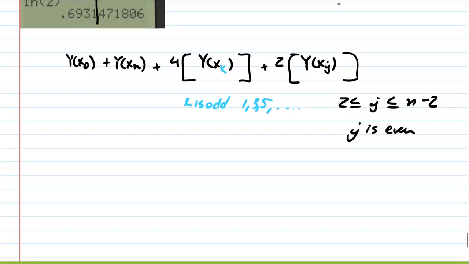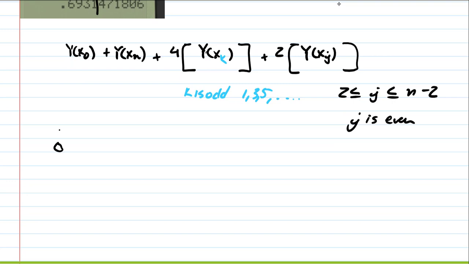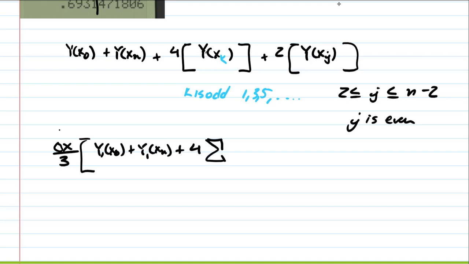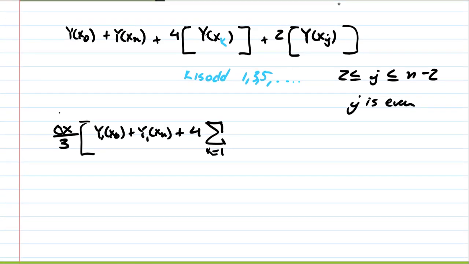So in theory, we could write all of this out still as delta x divided by 3. We have to do our y1 of x0. Excuse me, our y1 of xn plus 4 times our sum as k goes from 1 to something, and we need our y sub 1 is going to be x to the k, but k needs to be an odd number. So in mathematics, how do we represent odd numbers?